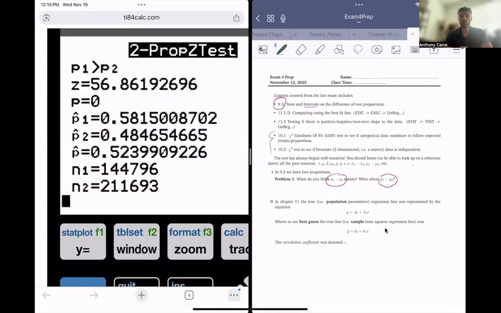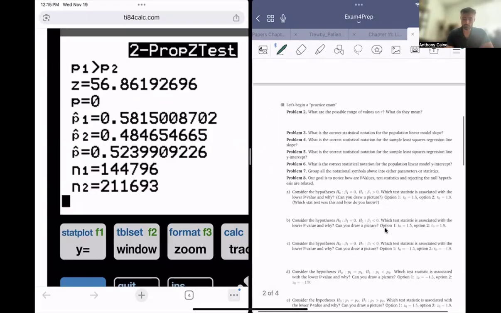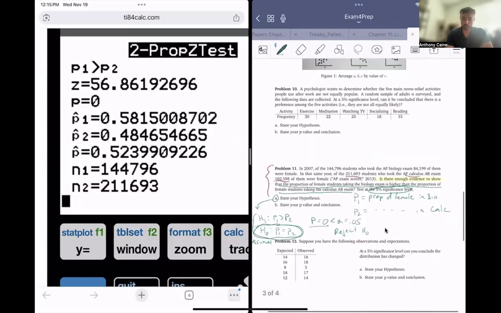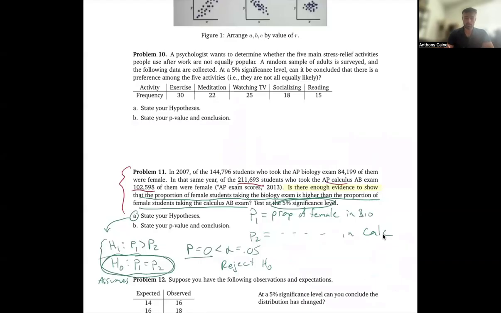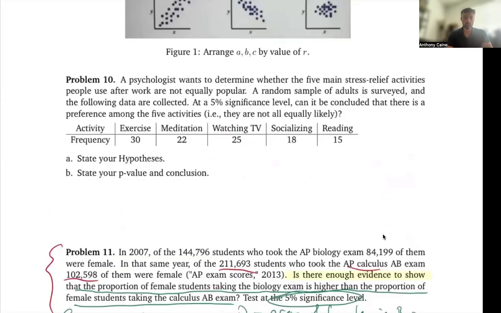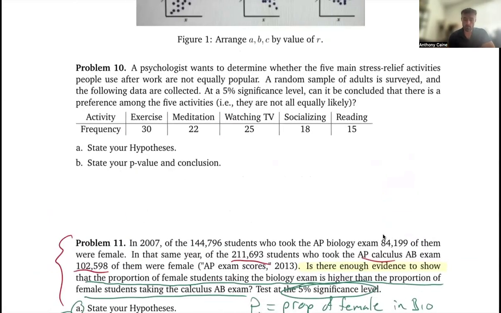So chi-squared is when you have categorical data. So categorical data, stuff like this. So I'll just get the calculator off. A psychologist wants to determine whether the five main stress release activities people use after work are not equally popular. A random sample of adults is surveyed and the following data is collected at the 5% significance level.